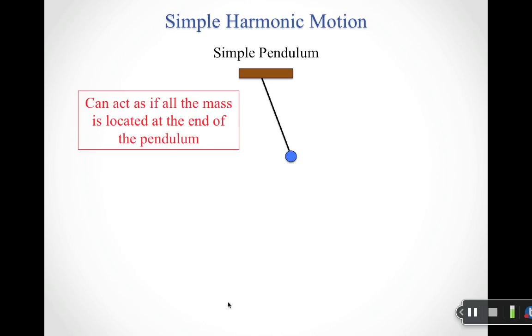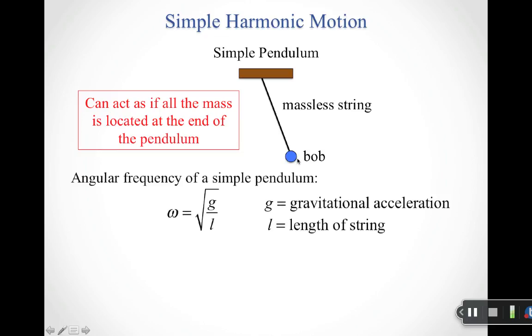So for my angular simple harmonic oscillators, the simple pendulum. The first thing: what is a simple pendulum? Basically, anything is a simple pendulum as it swings back and forth if I can act like all the mass is located at the end. This is a way of saying I can treat it as if I have a massless string, and then all the mass is down here in what's known as the bob of the pendulum.